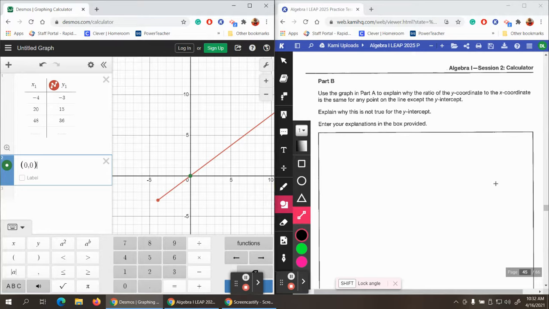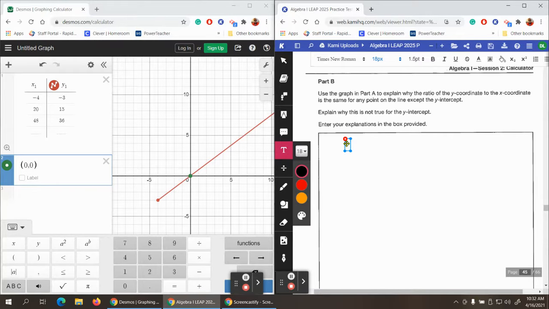All right, so it says use the graph part A, explain why the ratio of the y coordinate to the x coordinate is the same. Okay, so this is really just getting into making sure that you have a firm understanding. Why is the ratio the same? It's a proportional ratio. This is a 7th grade concept.